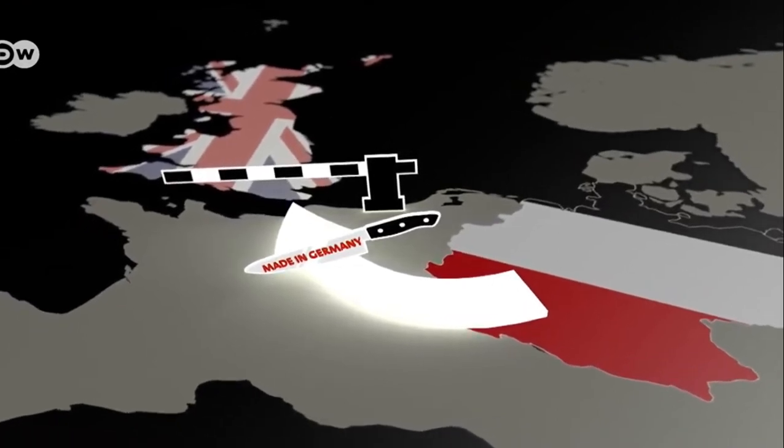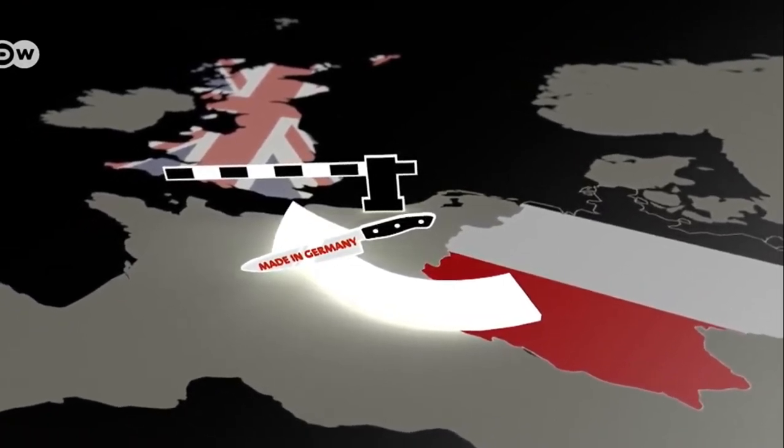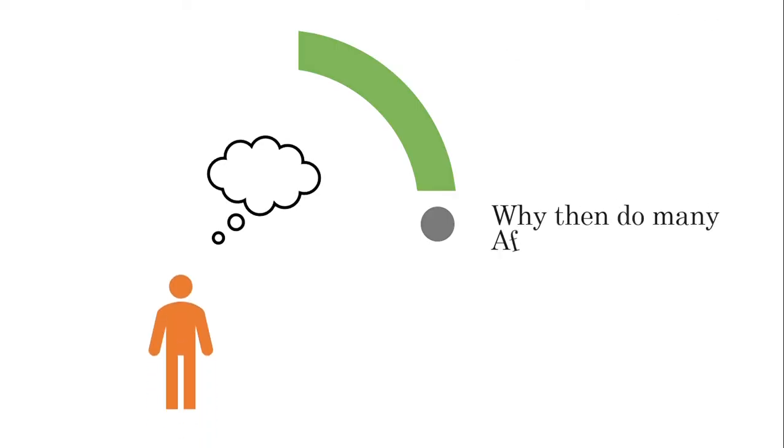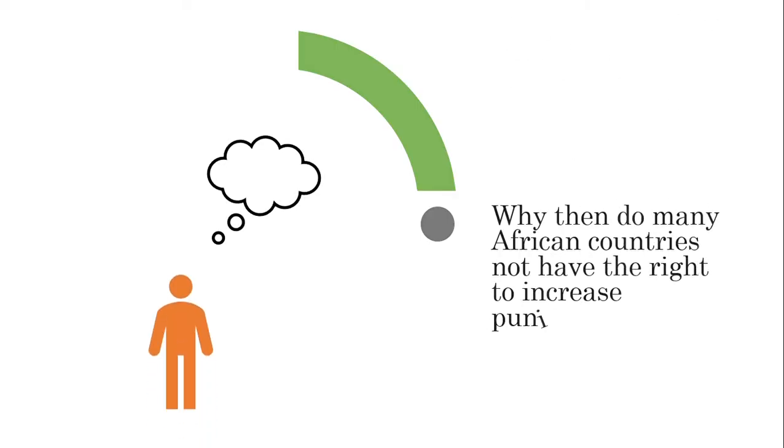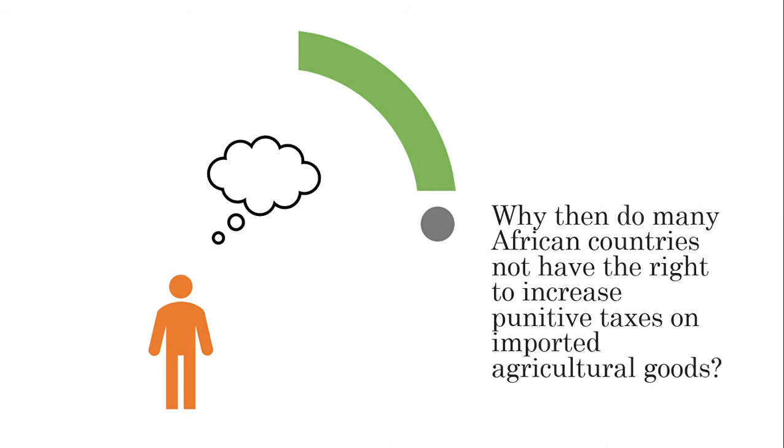Countries tend to favor protectionism where they are less competitive and tend to be more open where they are more competitive. For instance, Switzerland subsidized its firms and imposed higher tariffs on agricultural imports to protect the agricultural industries in the country. Then one may ask, why then do many African countries not have the right to increase punitive taxes on imported agricultural goods?